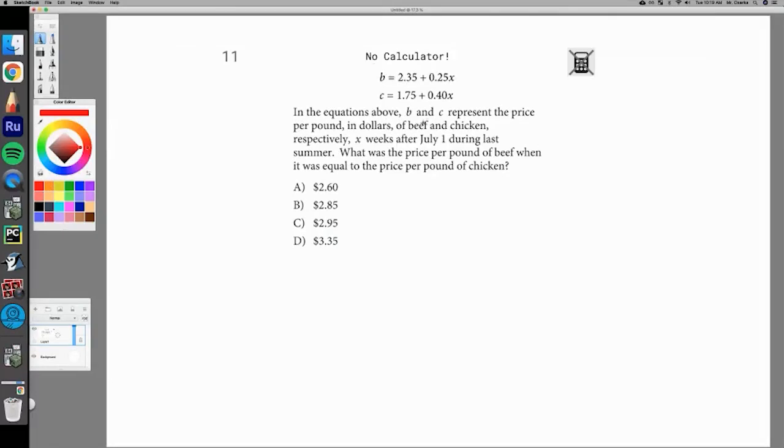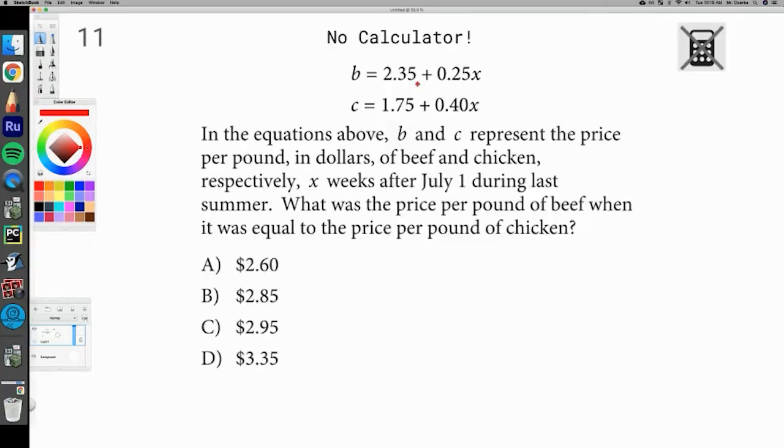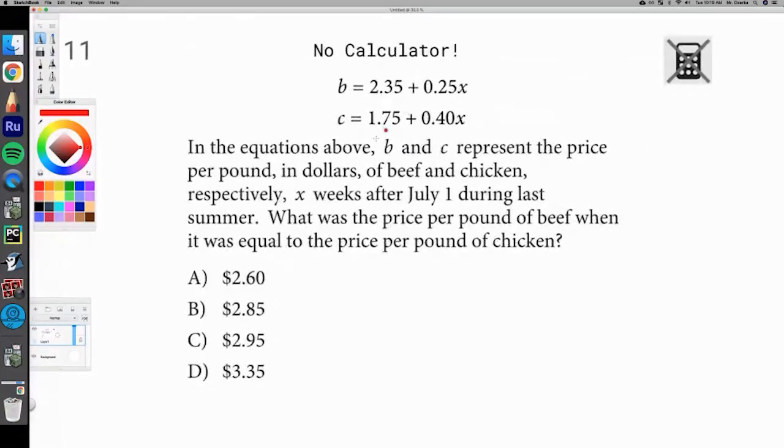So it says in the equations above, B and C represent the price per pound in dollars of beef and chicken, respectively. So B is beef, C is chicken, X weeks after July 1st during the last summer. What was the price per pound of beef when it was equal to the price per pound of the chicken? So B and C are the price per pound, and we're looking for what the price was when they were equal. So what I'm going to do is set B equal to C here.